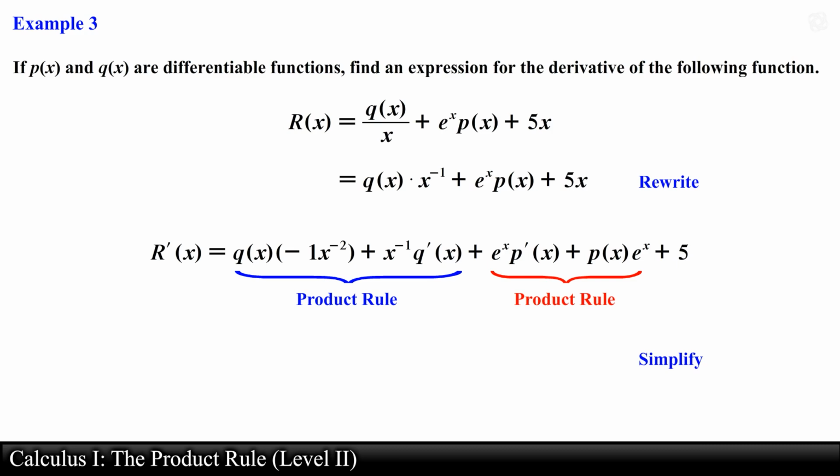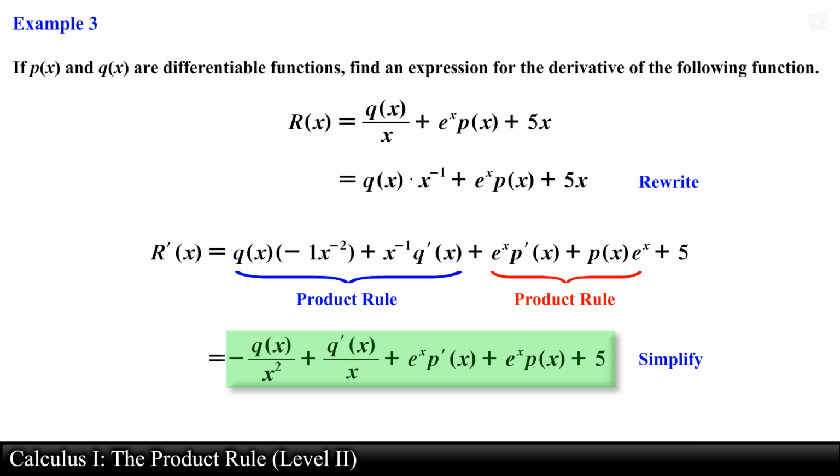Simplifying and rearranging the terms, we obtain the final expression for the derivative, which is equal to negative q of x over x squared plus q prime of x over x plus e to the x times p prime of x plus e to the x times p of x plus 5. Alright, now let's try a completely different type of problem.